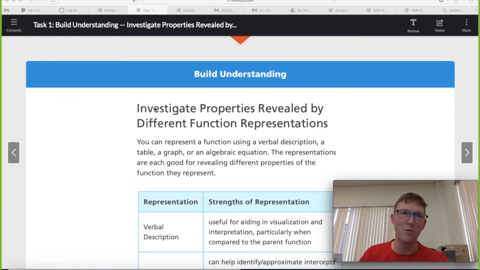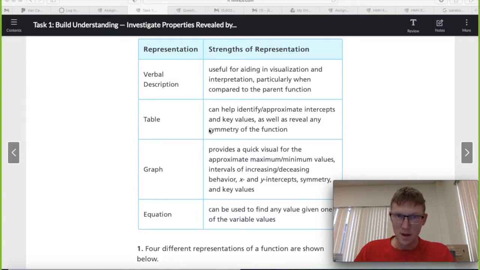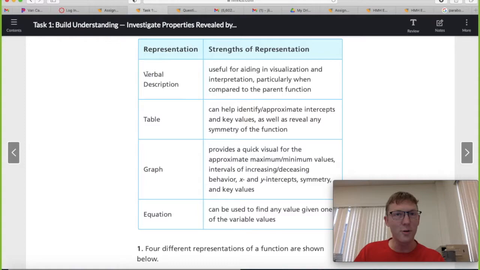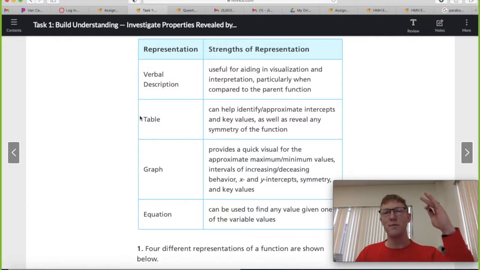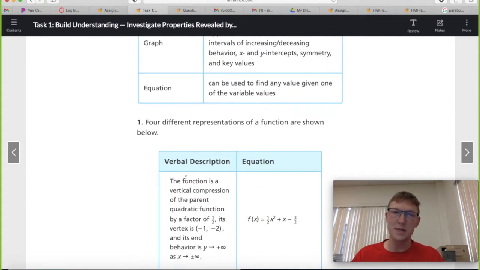So we're investigating properties revealed by different function representations. There are four main ways that you can express a function, and they're kind of obvious, but it's nice to see them laid out in an organized fashion like this. You can have a verbal description, which is just words. You can have a table, with x values and f of x values, or y values. You can have a graph, and you can have an actual equation. So four different representations of a function are shown.